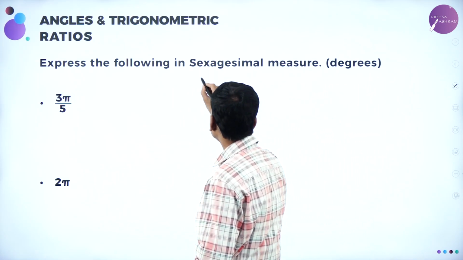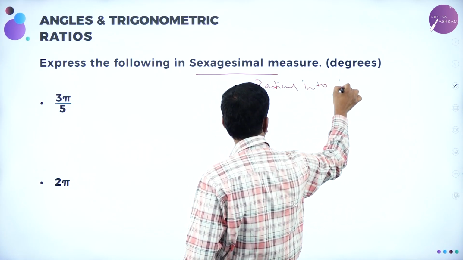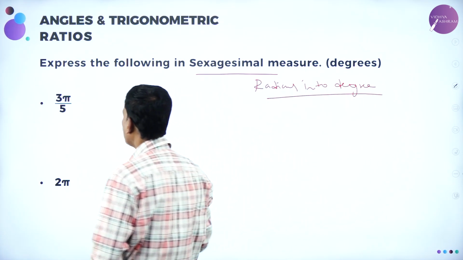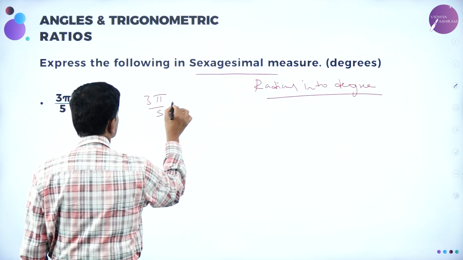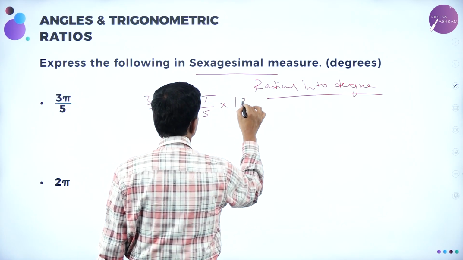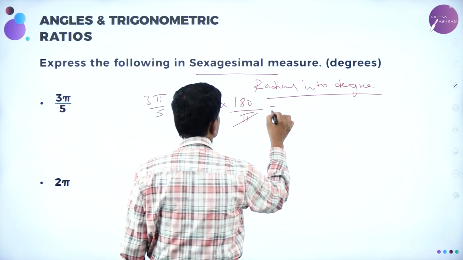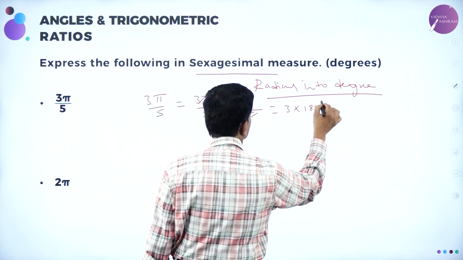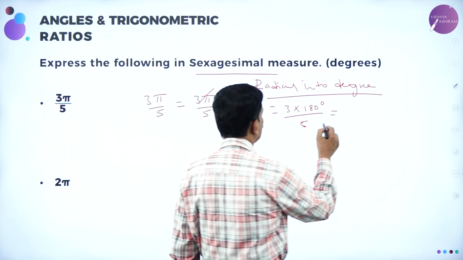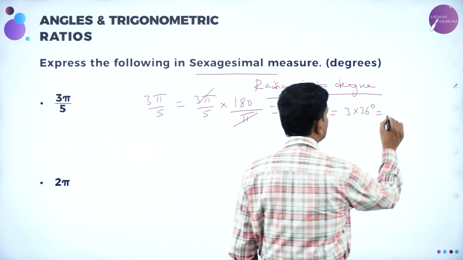Same, convert the following radians into degrees. Now, 3 pi by 5 is equal to 3 pi by 5 into 180 divided by pi. Now, this gets cancelled. 3 into 180 divided by 5. What is this equal to? 180 by 5 is 36. 3 into 36 is equal to 108 degrees.